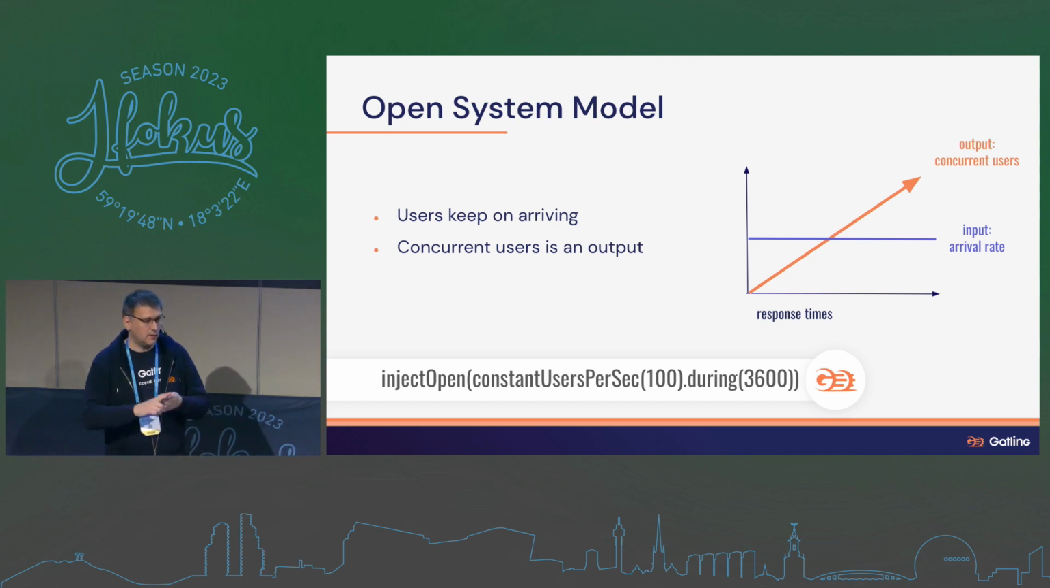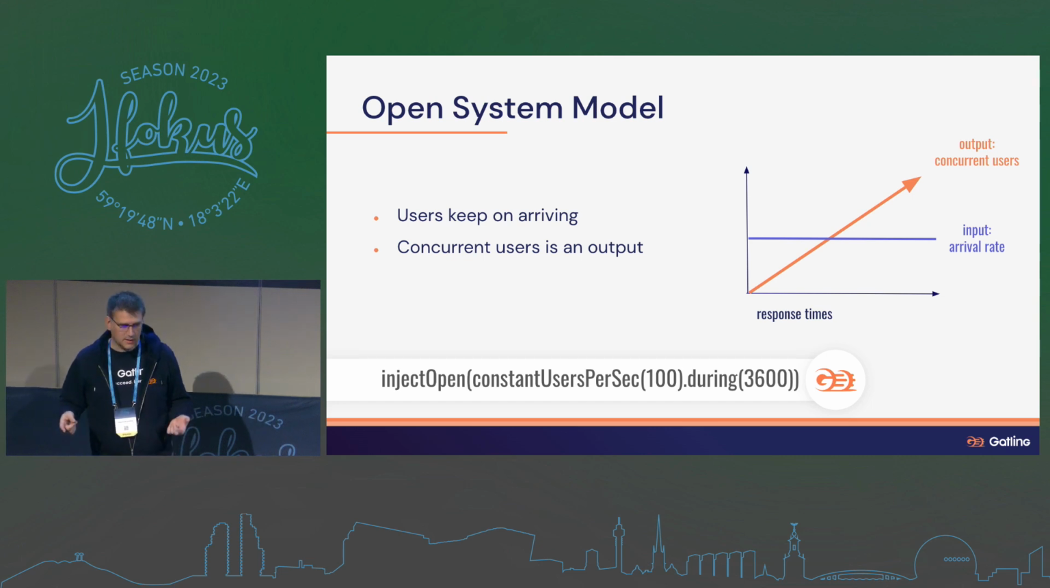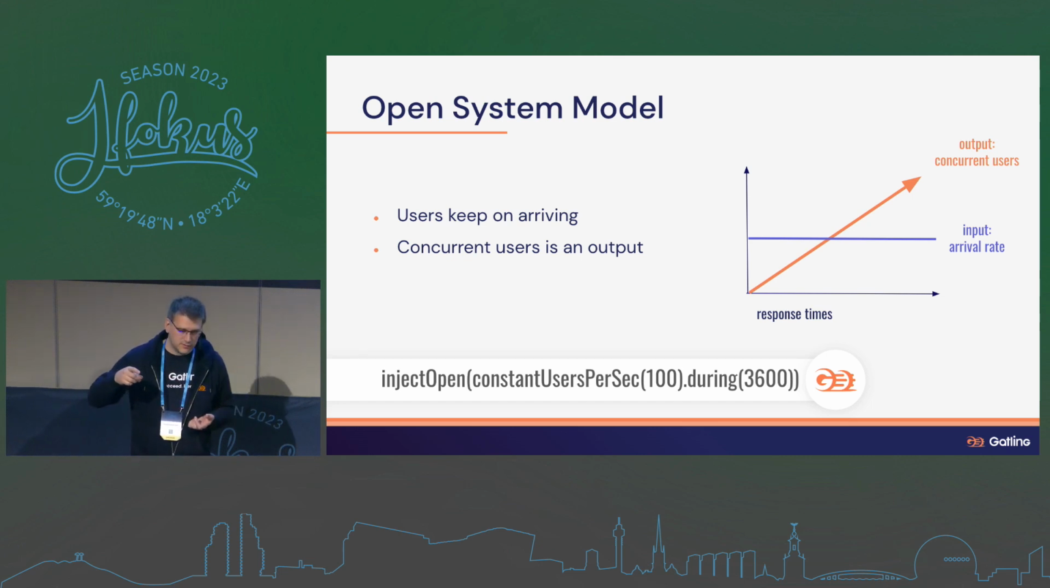It's a consequence of the arrival rate and how long your users stay in the system, so how long it takes to complete their journey. And if you start having some performance issues, concurrent users inside the system will keep on piling up and piling up.